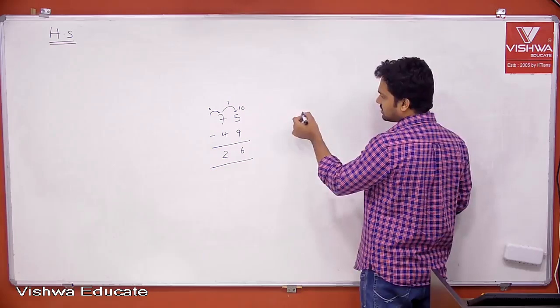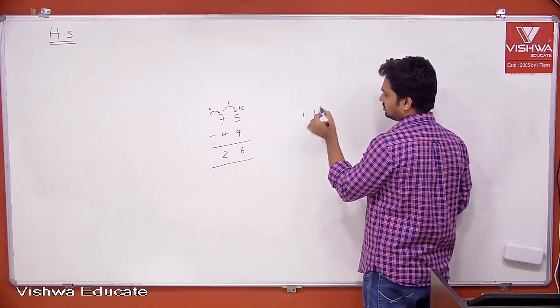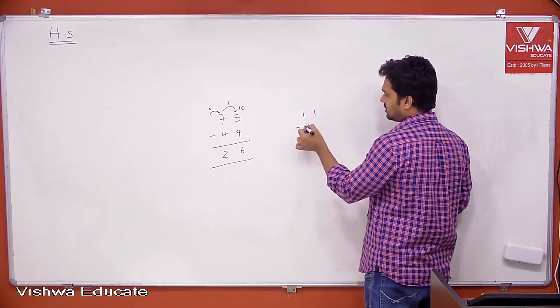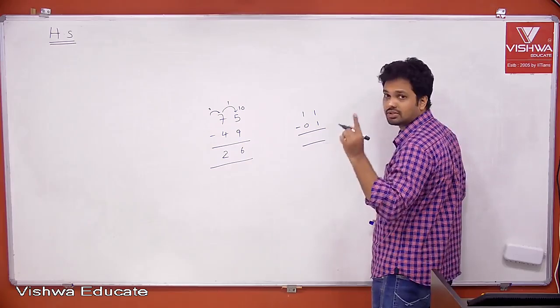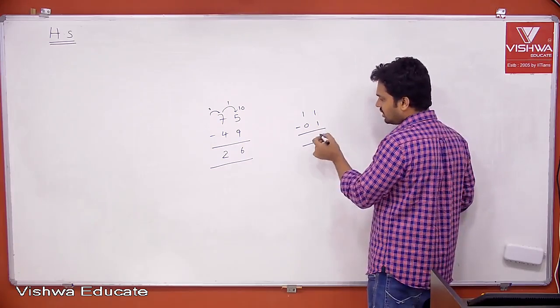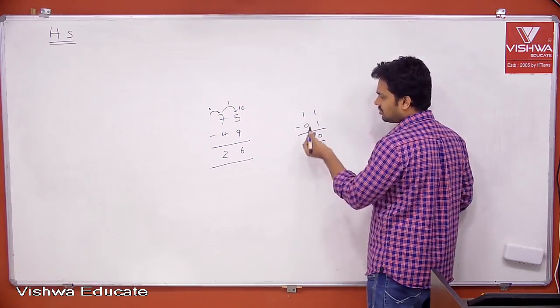Now let us see binary. In the binary, suppose I want to take 1 1 minus 0 1. 1 1 means 3. 0 1 means 1. 1 minus 1 is 0. 1 minus 0 is 1. No problem. 3 minus 1 is 2.